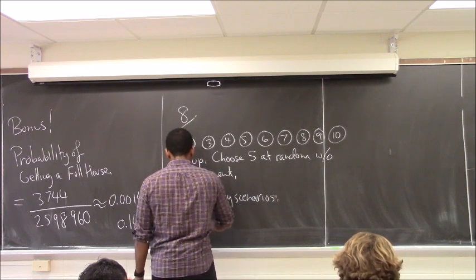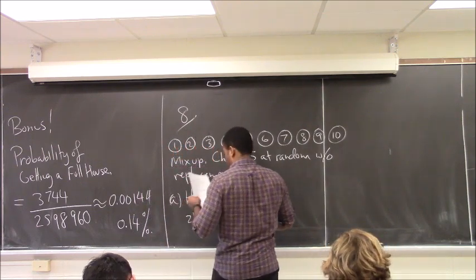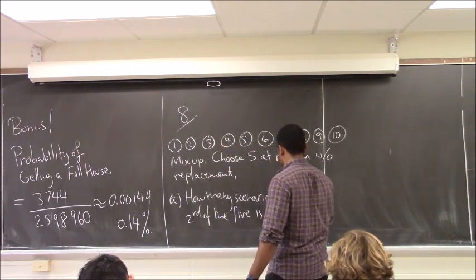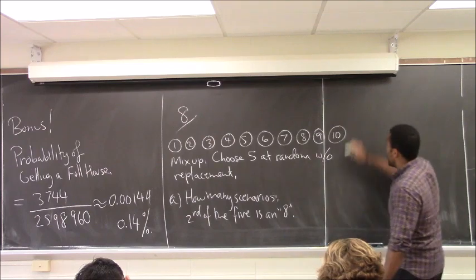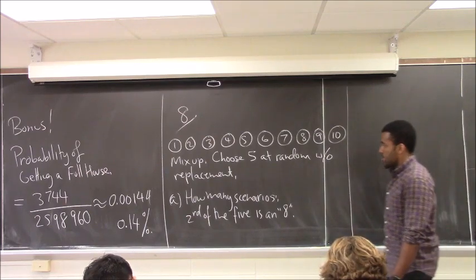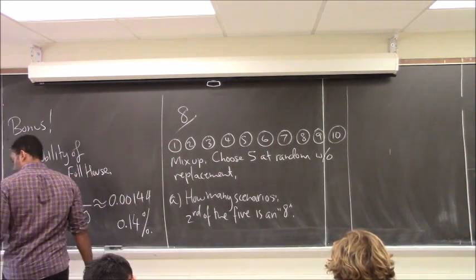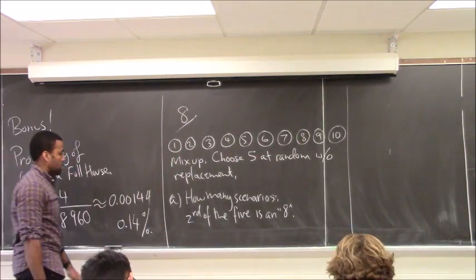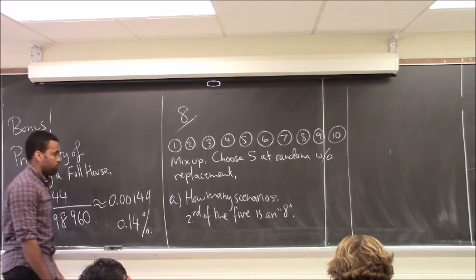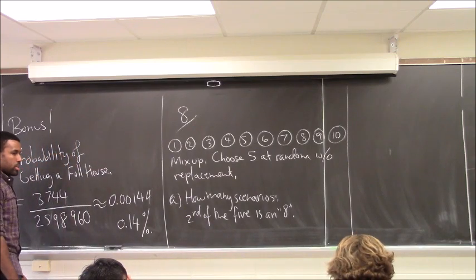The second of the 5 is an 8. How many ways could that happen? If you were to do this, how would you go about doing that? How would you set this up?